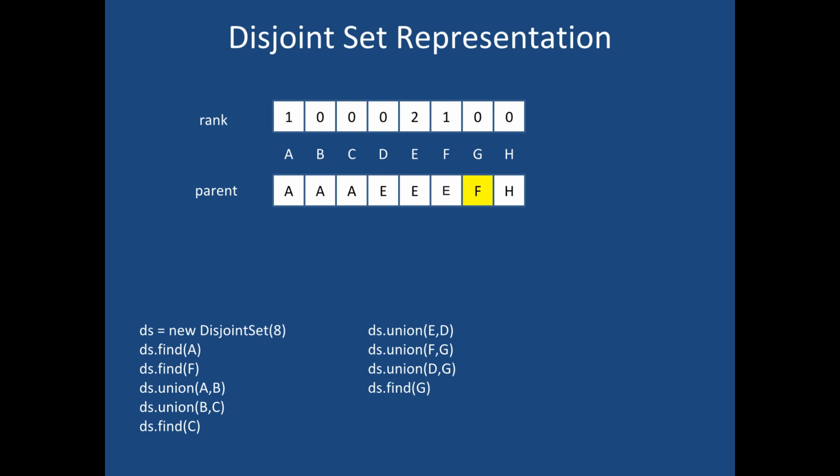We do a find of G. Let's see, it goes to F. It goes to E. All right, let's do a union of H and D. H goes to itself, D, E. Now H points to E. So anyway, eventually we get to the end here.